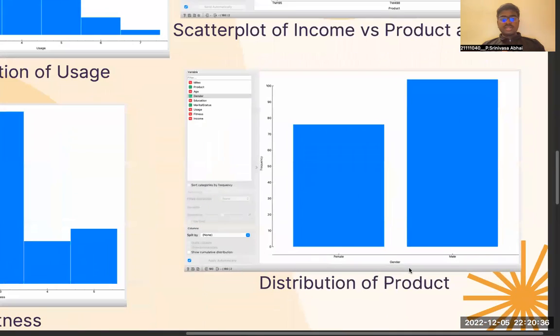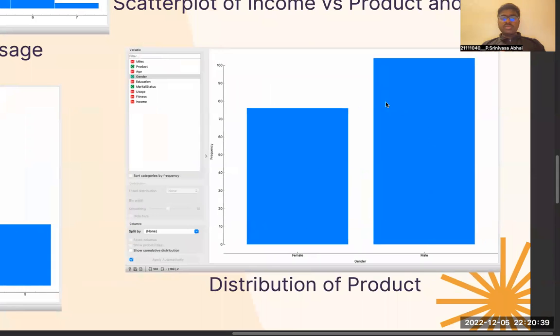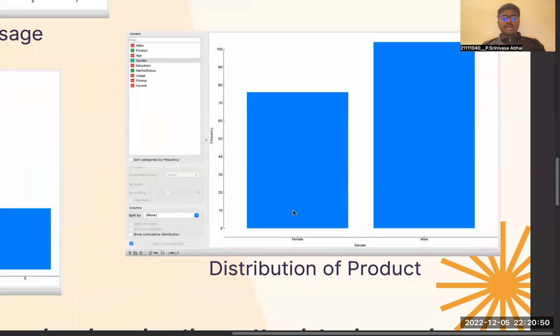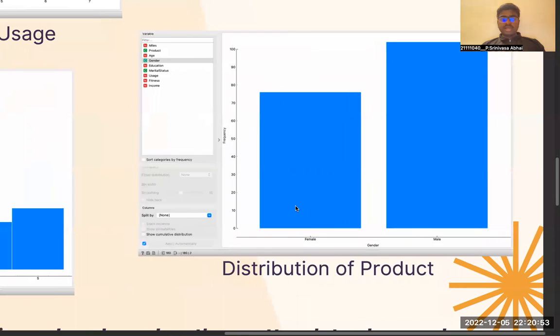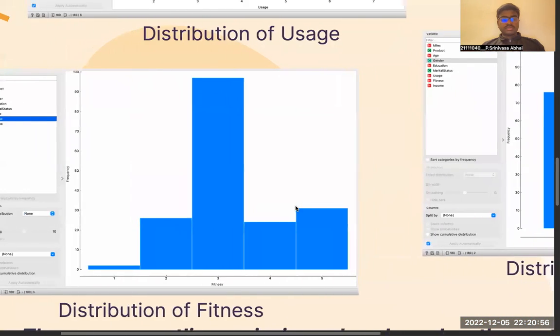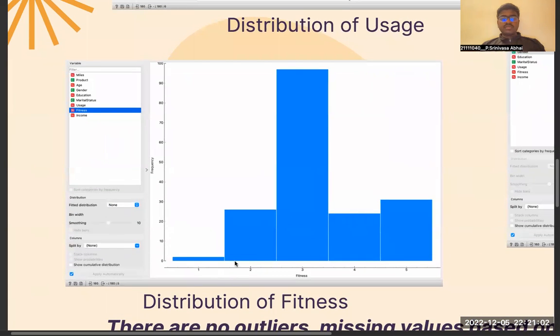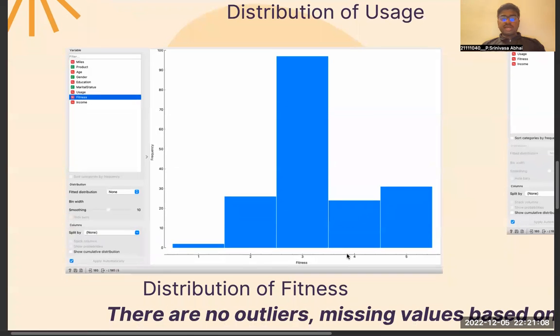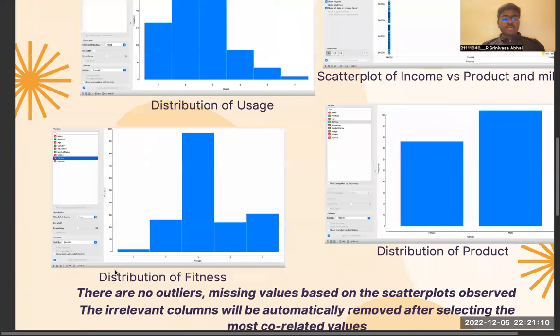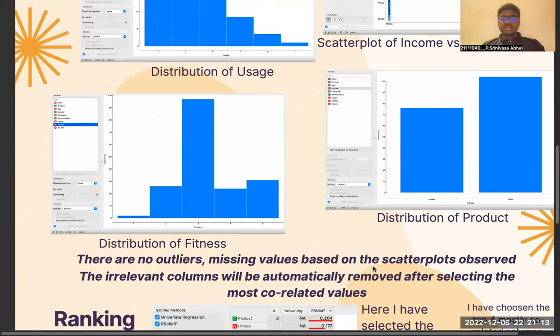And then this is the distribution of gender. More males do exercise than females, which is clearly visible here: more than 100 males do the exercise, and up to 79 females. The rating of fitness is also given here, which is also a factor that affects the number of miles walked, the target variable. I mention here that there are no outliers and missing values, based on the scatter plots and the dataset observed.